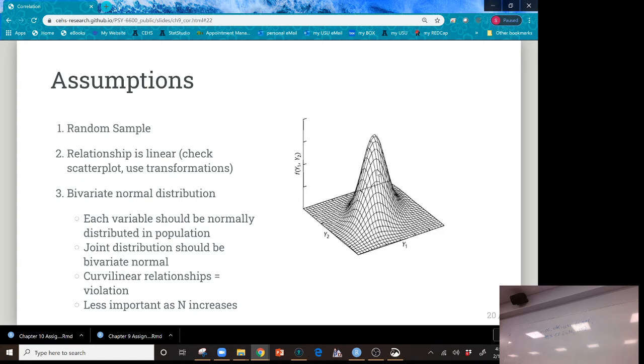The third assumption is that we have a bivariate. What does bivariate mean, do you think? Bi, 2 variables, that both of our variables together have a, it ends up being a 3-dimensional normal distribution that looks like this.